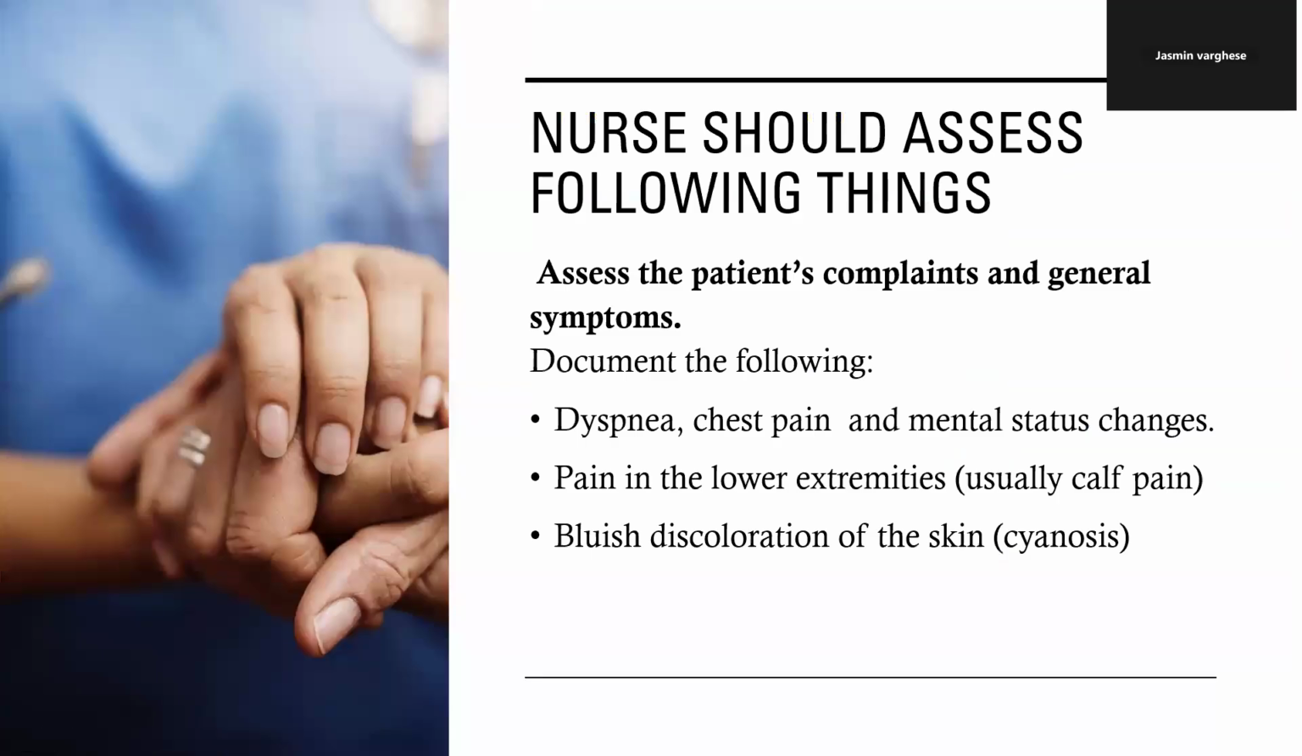Before that, the nurses should assess the following things before writing the nursing care plan. They are dyspnea, chest pain, mental status changes, pain in the lower extremities, bluish discoloration of the skin, and also they have to document it.